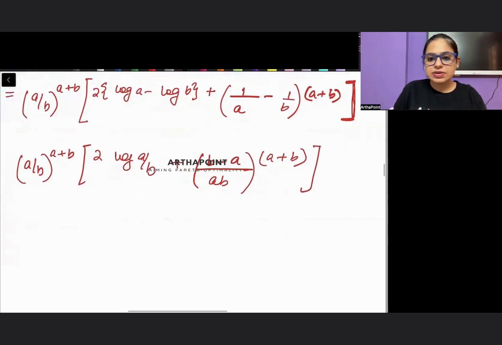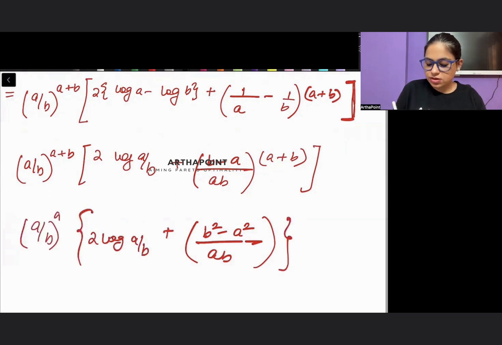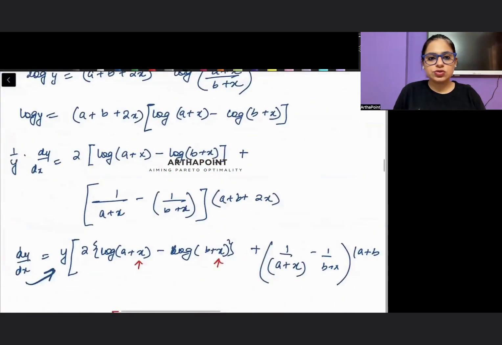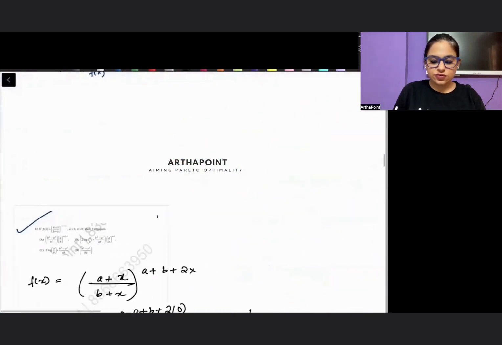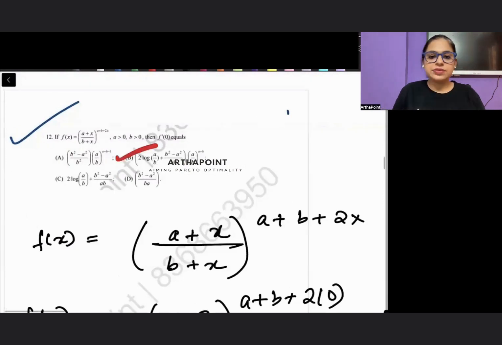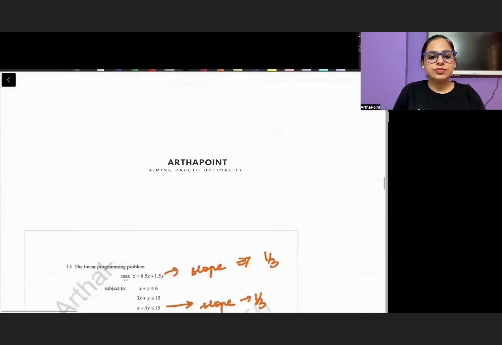So b minus a, b plus a will be b square minus a square upon ab, and this is going to be 2 log a by b, and this is going to be a by b to the power a plus b. And that would be the answer to this question. So the answer in this case is going to be B, right? Okay, come to the next question now.